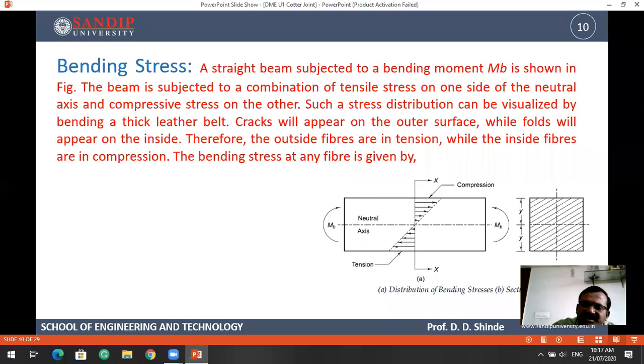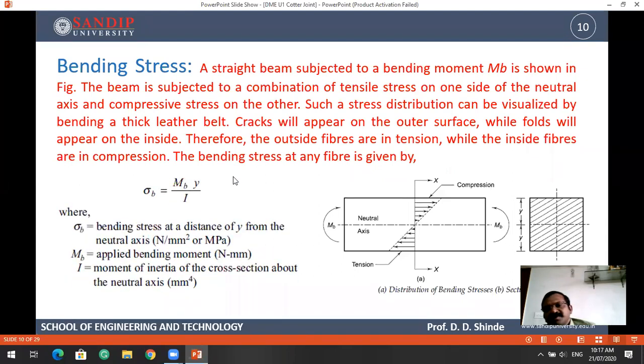So if you see the distribution of bending stresses at the cross section AA, it is compressive in nature at one end and tensile in nature at the other end, and where the stress is zero, that is called the neutral axis. So bending stress is given by the equation My by I, where Mb is the applied bending moment in Newton meter or Newton millimeter. Then I is the moment of inertia of the cross section about the neutral axis. Y is the distance of the extreme fiber from the neutral axis.